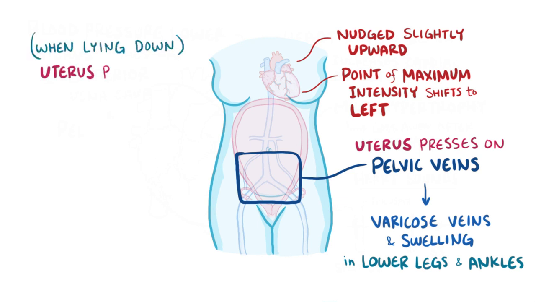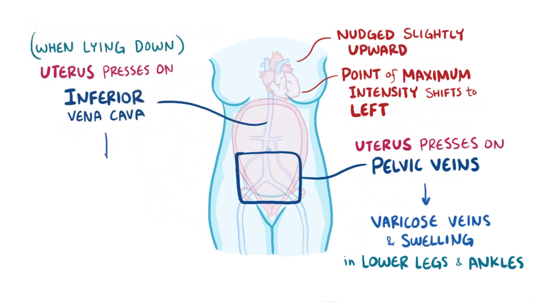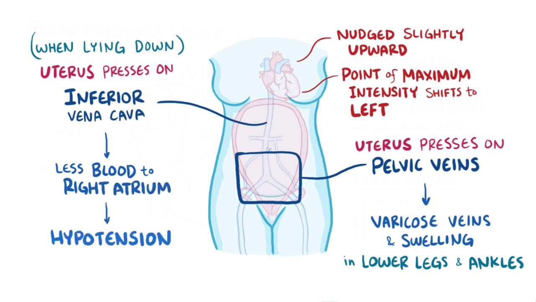When lying down, the uterus presses on the inferior vena cava, reducing blood flow back to the right atrium and causing hypotension. A side-lying position or placing a pillow under the hip can help avoid that.